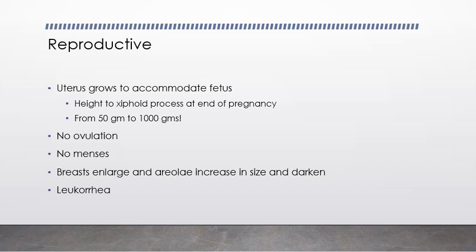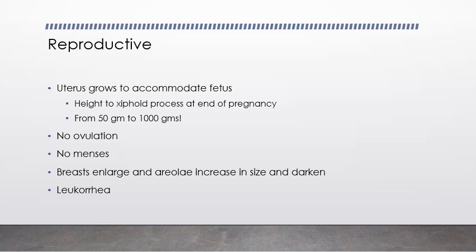It extends early in pregnancy. The uterus is totally a pelvic organ, and throughout the pregnancy, the height of the fundus extends to the xiphoid process. There's no ovulation during pregnancy. There's no menses, no menstrual periods. Although some women do complain of having some bleeding monthly, that's the exception rather than the rule.